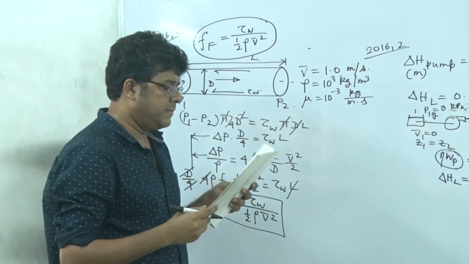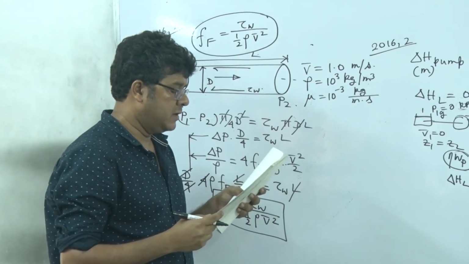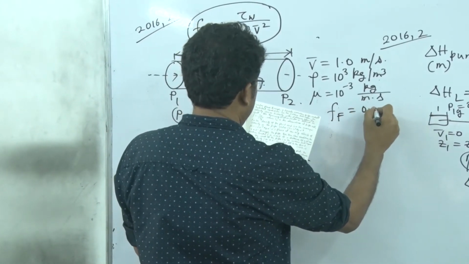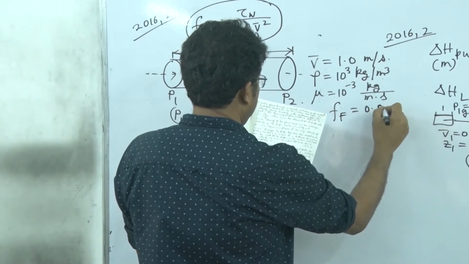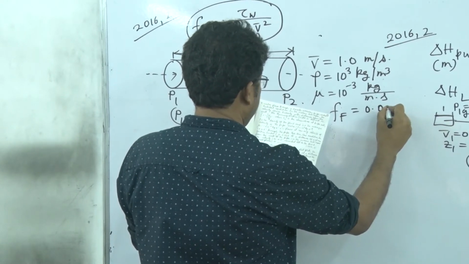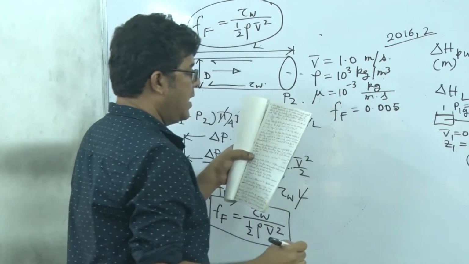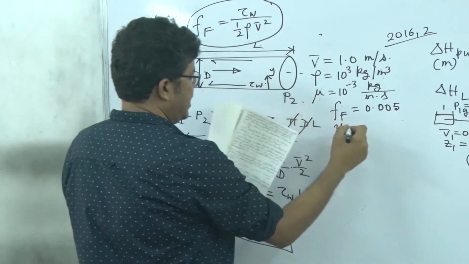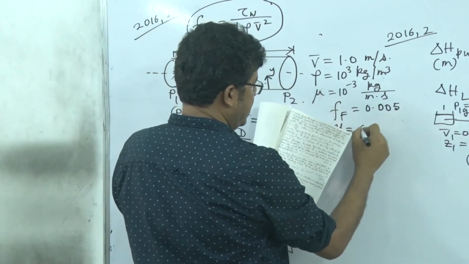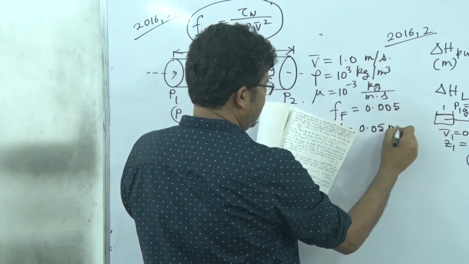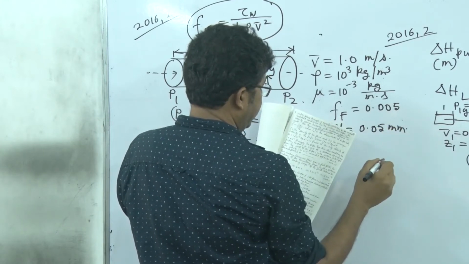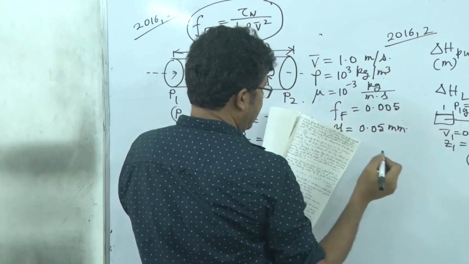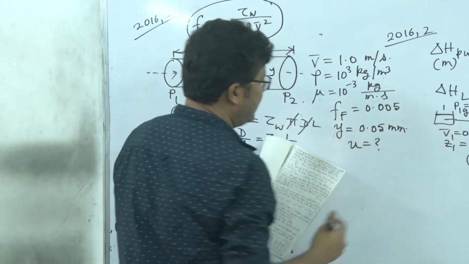So through the pipe, for this flow condition, the friction factor, obviously the Fanning friction factor, is 0.005. At a distance y equal to 0.05 millimeter from the wall of the pipe, in the viscous sublayer basically, what is the velocity? So u we have to calculate.